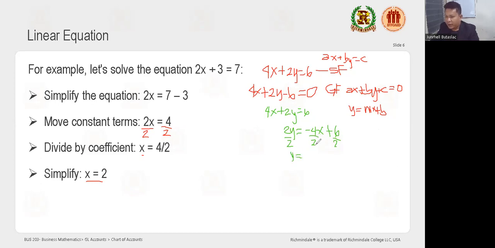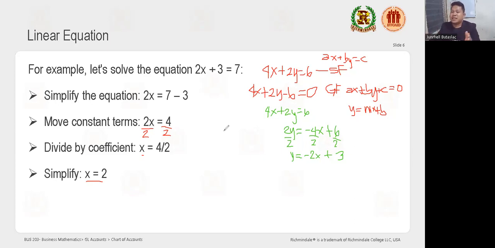Negative 4x divided by 2, that is negative 2x. Then 6 divided by 2 is equals to positive 3. Now, our equation is y is equals to negative 2x plus 3. Now, our next problem is how to graph this. We need to graph this in order for us to identify the direction of the line, or what would be the line of this linear equation.